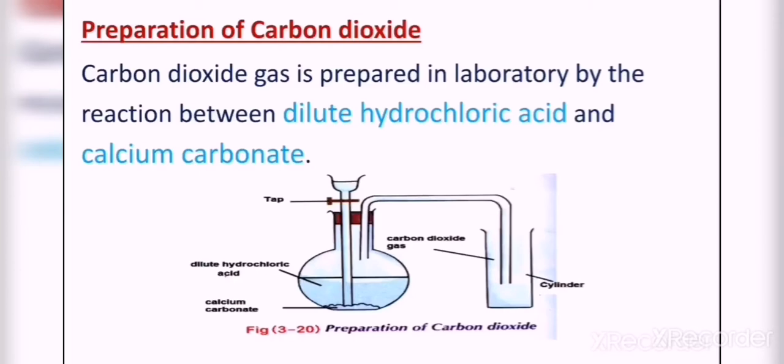Now we will talk about the preparation of the carbon dioxide gas in the laboratory. How can we prepare the carbon dioxide gas in the laboratory? By the reaction between dilute hydrochloric acid and calcium carbonate. So the carbon dioxide gas is prepared in the laboratory by the reaction between dilute hydrochloric acid and calcium carbonate.